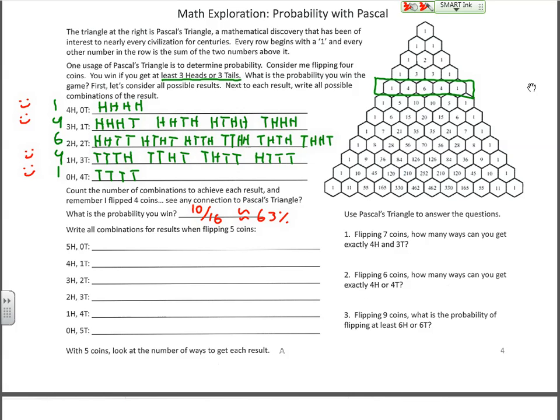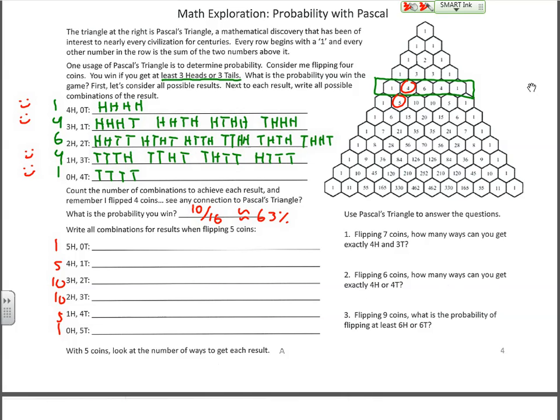Thumper? 1, 5, 10, 10, 5, 1. How do you know where to look for that? Like, why is it not 1, 8, 28, 56, 70, 56, 28, 8, 1? Because when you flip 4 coins, you were in row 4, and now you're flipping 5 coins. Right. 4 coins, you're in row 4. 5 coins, you're in row 5.